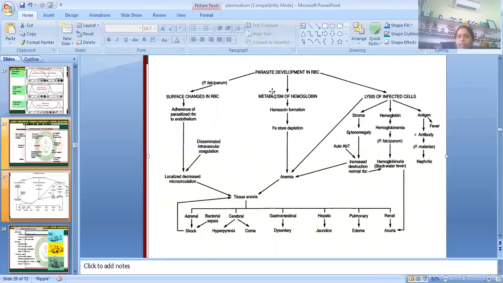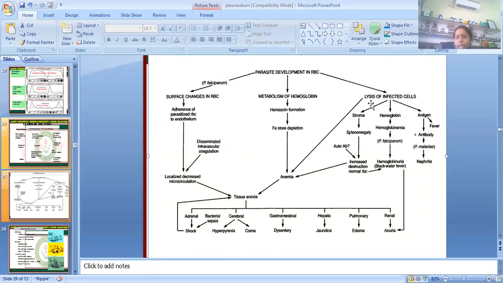In the parasite, the second mechanism is that during parasite development in the RBC, there is a defect in the metabolism of hemoglobin, which is causing hemozoin formation, so that iron storage depletion occurs, and this again leads to anemia, and anemia will lead to anoxia.